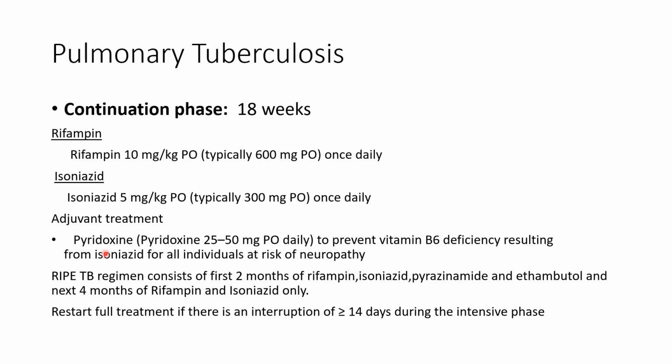Adjuvant treatment. Pyridoxine to prevent vitamin B6 deficiency resulting from isoniazid for all individuals at risk of neuropathy. Pyridoxine 25 to 50 mg per oral daily.